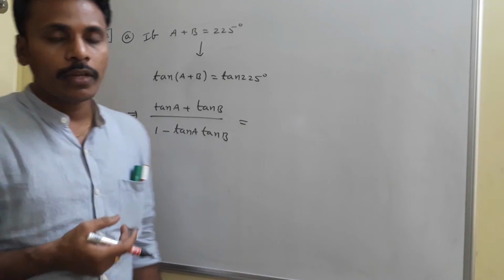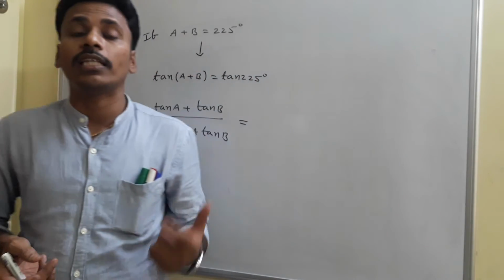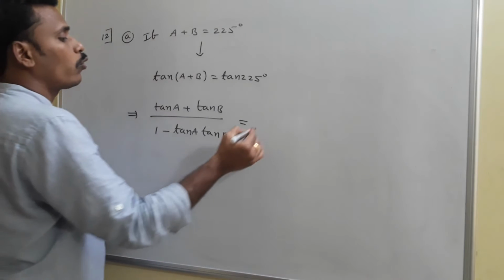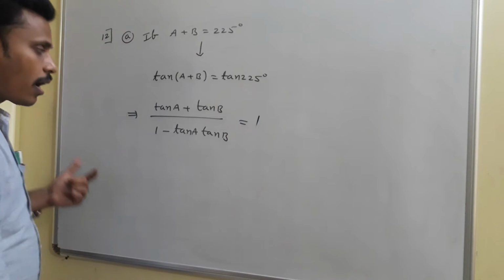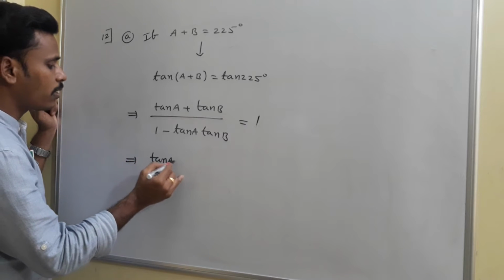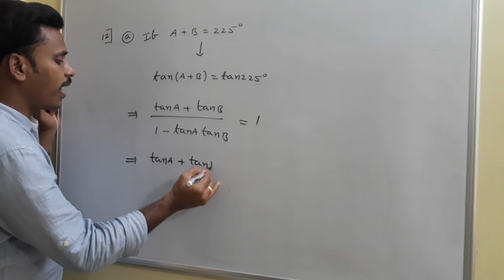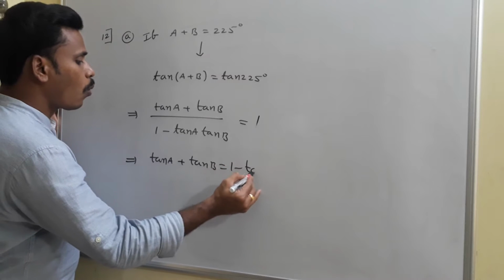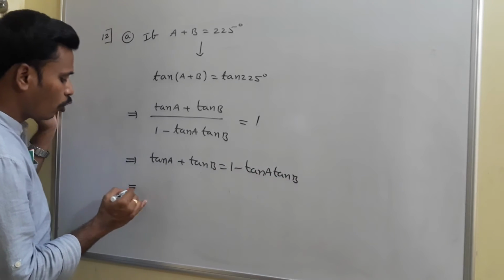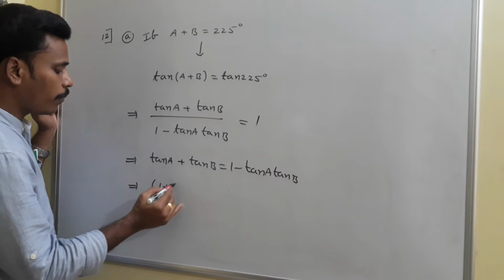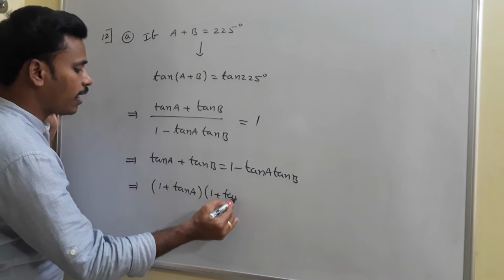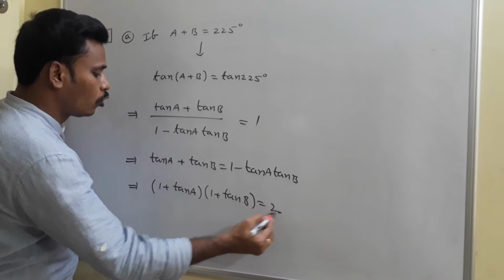You need to identify 225 degrees is an angle in the third quadrant where tan is positive. So tan 225 is again 1 only. And now again if you do cross multiplication, just like we discussed in the above case, tan a plus tan b is equal to 1 minus tan a tan b. If you go through the previous discussion, from there again you will get that 1 plus tan a into 1 plus tan b is equal to 2.